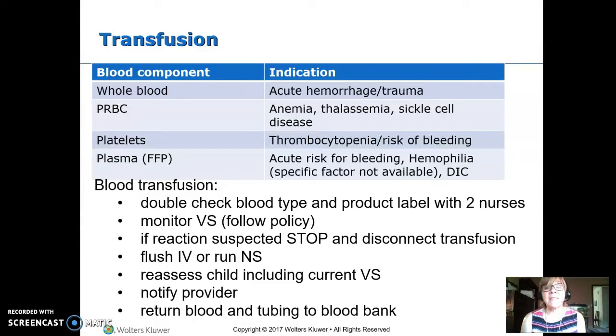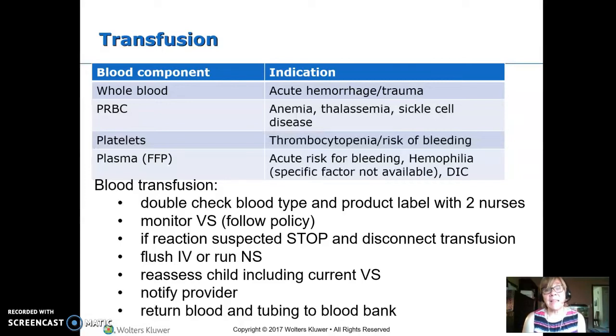Platelets, right? This is clotting. So we can give those if their platelets are low, thrombocytopenia, or there's a risk of bleeding. Often we aren't going to give just platelets though. We'll give plasma, and we give it in the form of fresh frozen plasma, FFP. So plasma, right, that's the liquid portion of the blood. You just take out the red cells and the white cells. So we'll give that again when there's the risk of bleeding, because it's got all those platelets in it and it's got the clotting factors in it.